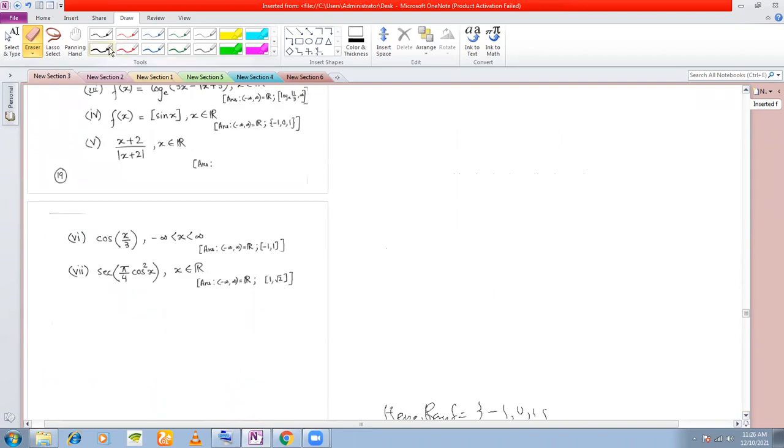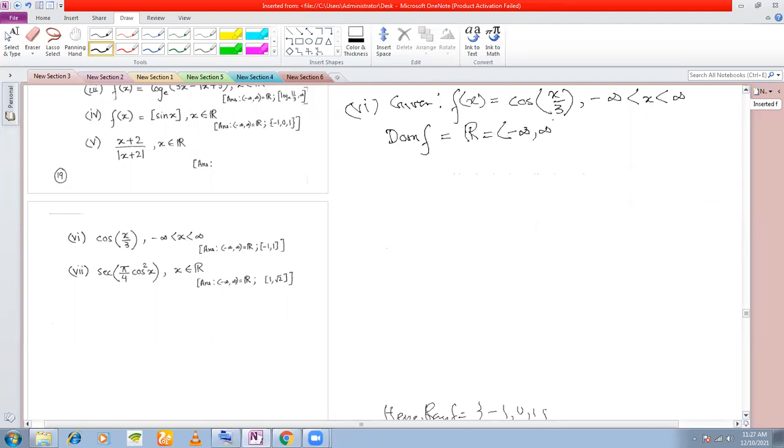Number 6. Given f(x) is equal to cos(x/3), where x lies between minus infinity and plus infinity. This is the same as saying x is a real number. Okay. So what can be the domain of f? x can take any real value, isn't it? The highest of values and the lowest of negative values, right? So the domain of f has to be the set of real numbers. So this much is okay.